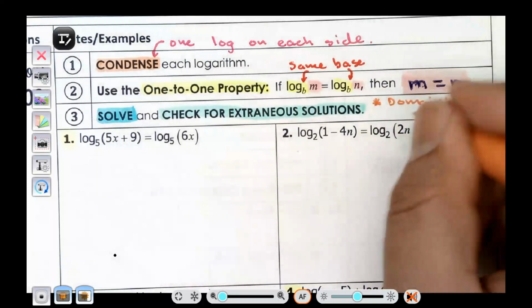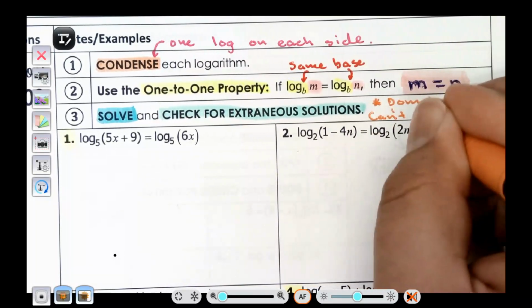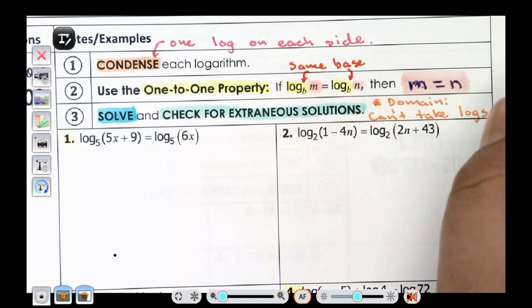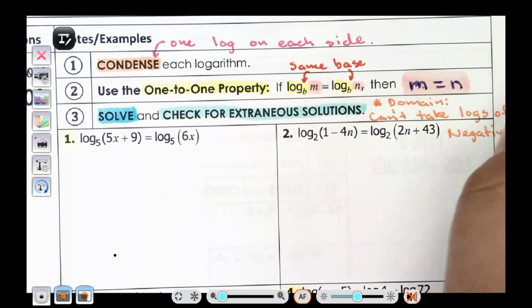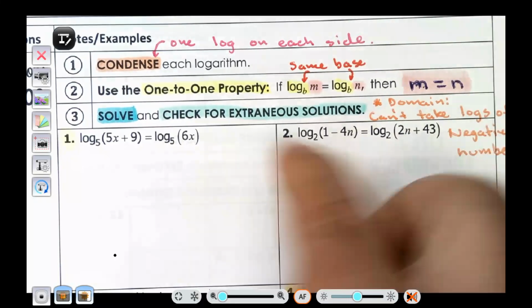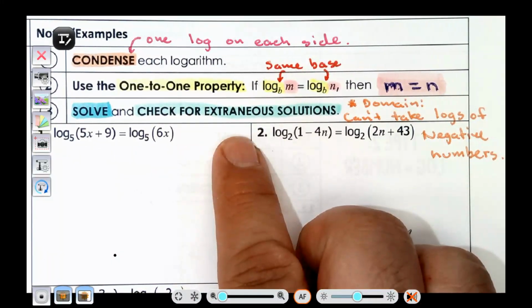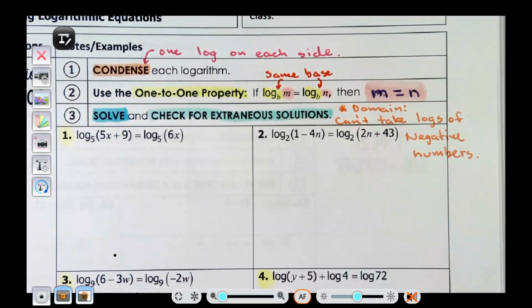The domain says you can't take logs of negative numbers. So that's what we're going to watch out for. When I plug in my answer, and that's why we use a calculator to do that for ourselves, we just want to make sure we're not accidentally taking a log of a negative number. If we do, then that answer has to get thrown out. But we're going to be checking our answer as we go.